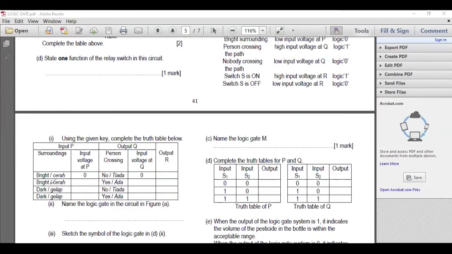So when bright and nobody crossing, the bulb will not light up. When bright, that's 0. But there's a person crossing, so 1, but the bulb has no need to light up. When dark, logic 1, but nobody is crossing, so 0, still your output will be 0. So no point for you to light up the spotlight. When it's dark and there's a person crossing, then only is the output 1. So this one is an AND gate. And then they ask you to sketch the symbol. So this will be the symbol of an AND gate.